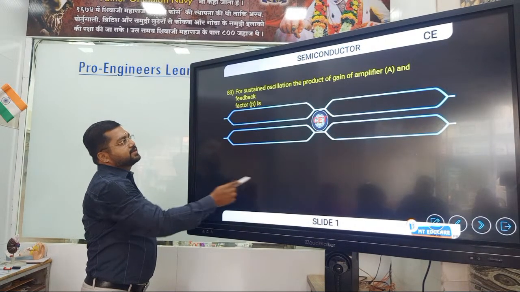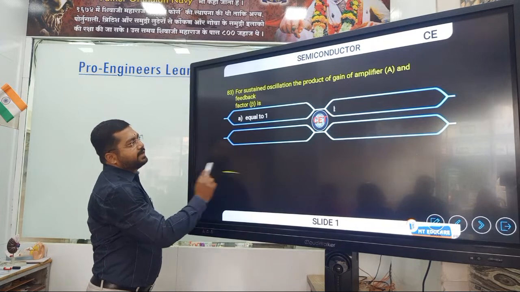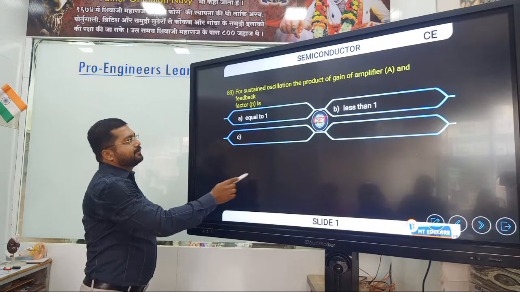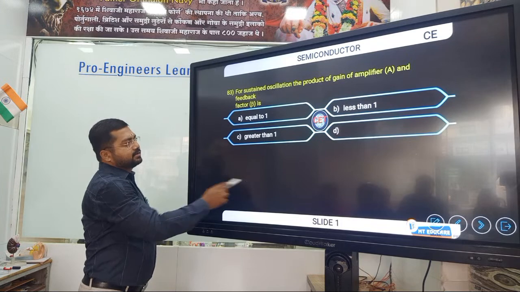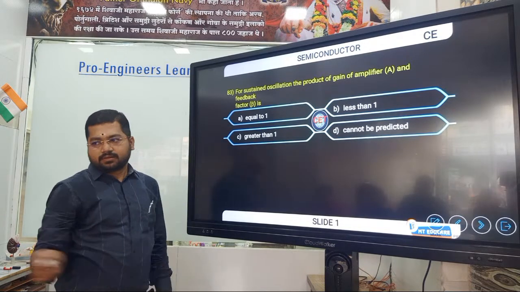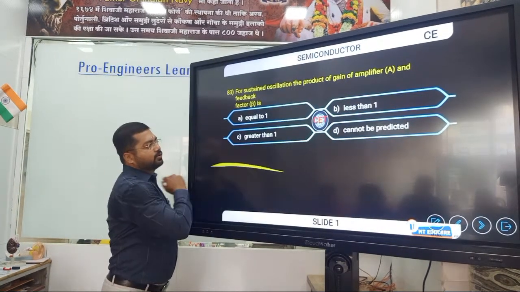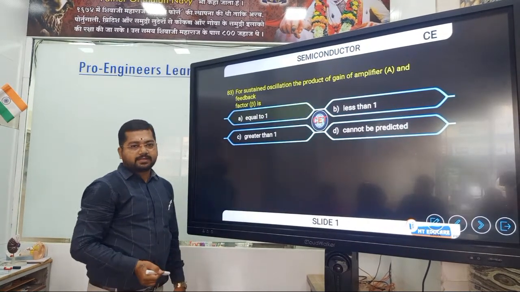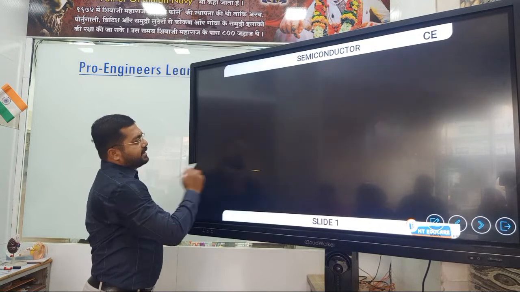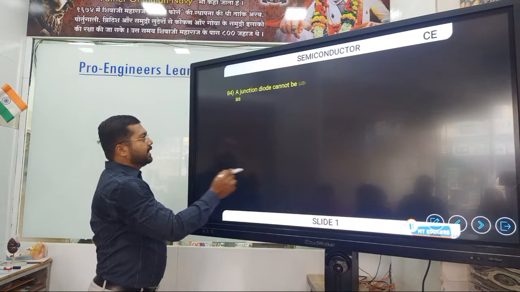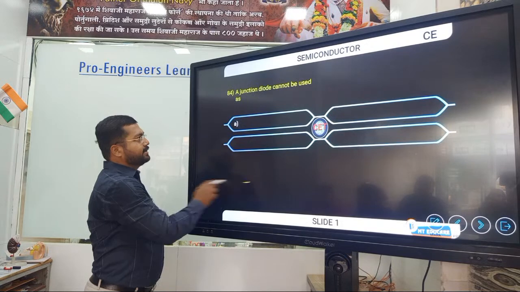For sustained oscillation, the product of the gain of the amplifier and the feedback factor is: option A, equal to 1. Good, very nice. The students have watched the part properly and are now answering very correctly.